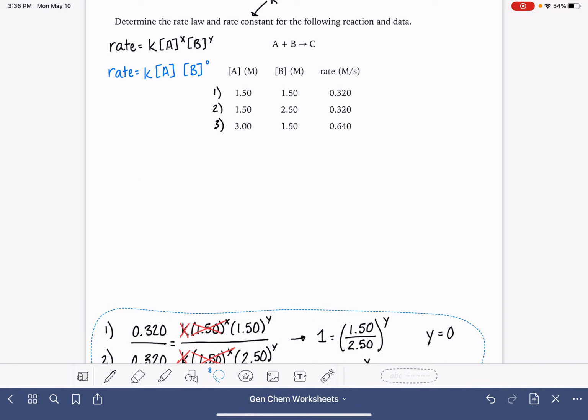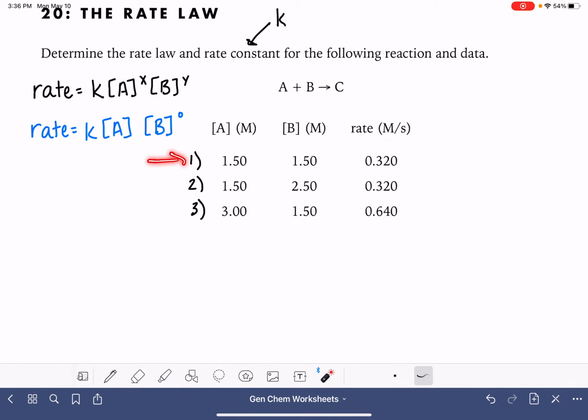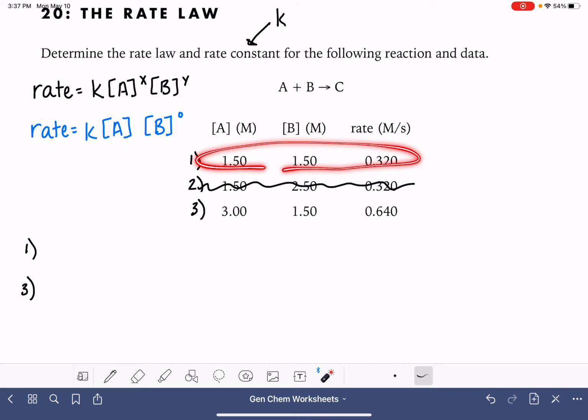To solve for the value of x, we're going to do, like I said, the same thing. We want to pick two sets of data from all of these sets of data. In the first time we wanted two sets of data where A was exactly the same. Now we want to find two sets of data where B is exactly the same. And that's going to be data set number 1 and data set number 3. And just to make this a little bit easier to look at, I'm going to temporarily cross off data set number 2. So we're going to write two rate laws again, this time using data set number 1 and data set number 3. We're going to fill in as much of this information as we can into the rate law up here.